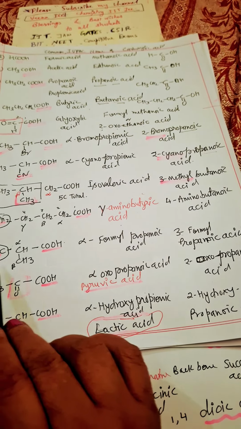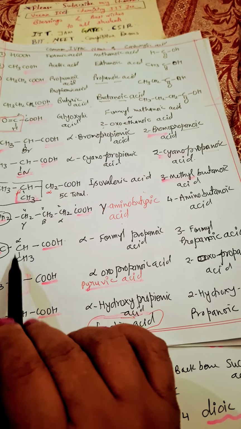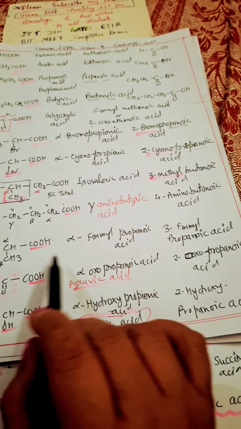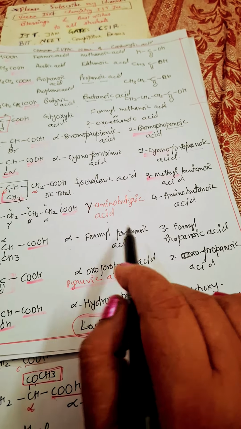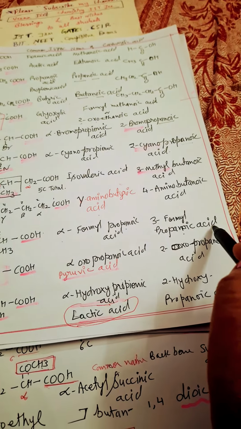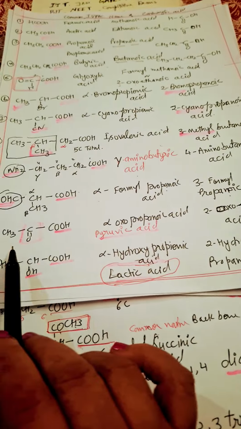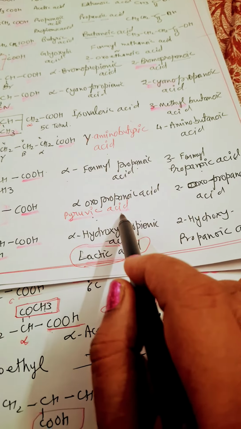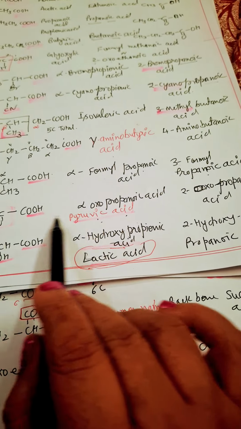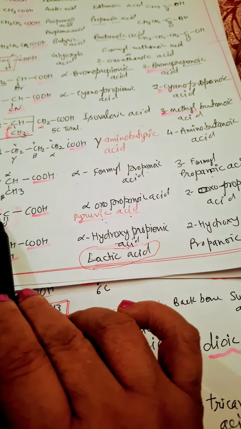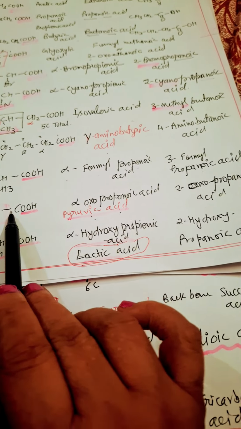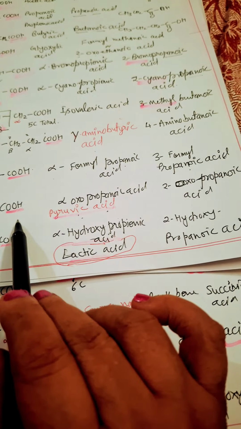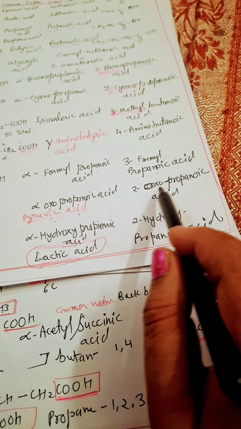Here this is formyl group, so we consider 1 2 3 like this. Okay, so this is alpha formyl propionic acid or 3-formyl propanoic acid, you can also say. Now this is CH3COCOOH, very important, pyruvic acid. This is alpha oxopropionic acid or alpha ketopropionic acid. Carbon is included in the backbone, so it will be also known as 2-oxopropanoic acid.